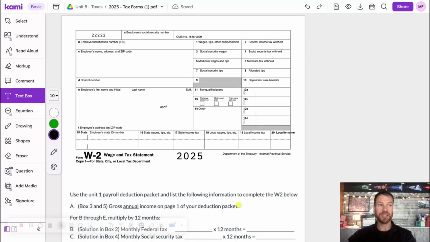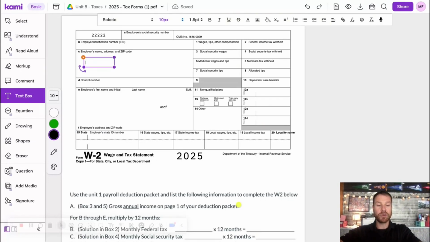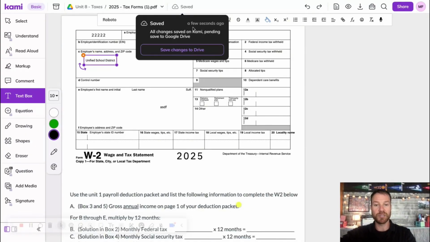It is time to do these tax forms for the tax unit. I have my students enter in the dream career that they chose for their Unit 1 payroll deduction packet, but for the sake of just teaching you how to do this, I'm just going to put Unified School District, and I would also have them enter in their address, but I won't make you watch me do that.